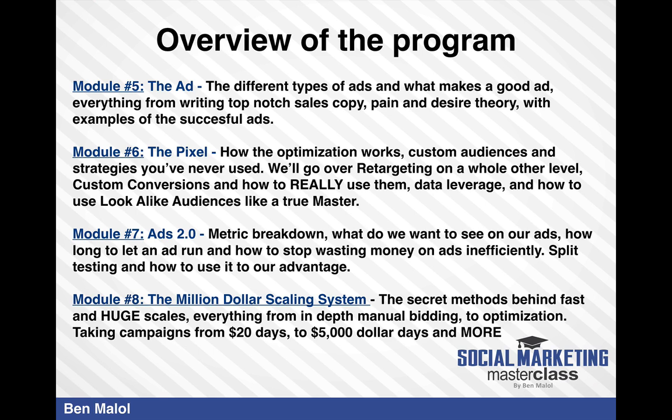And module number 7, ads 2.0, which is metric breakdown. What do we want to see on our ads? How long to let an ad run, and how to stop wasting money on ads inefficiently, split testing and how to use it to our advantage, and the $1 million scaling system. The secret methods behind fast and huge scales, everything from in-depth manual bidding to optimization, taking campaigns from $20 days to $5,000 days and more. So basically the system is going to teach you how to start making money from Facebook ads and how to take what you already know and how much you're already making and increase that, and then how to scale that beyond your wildest dreams.